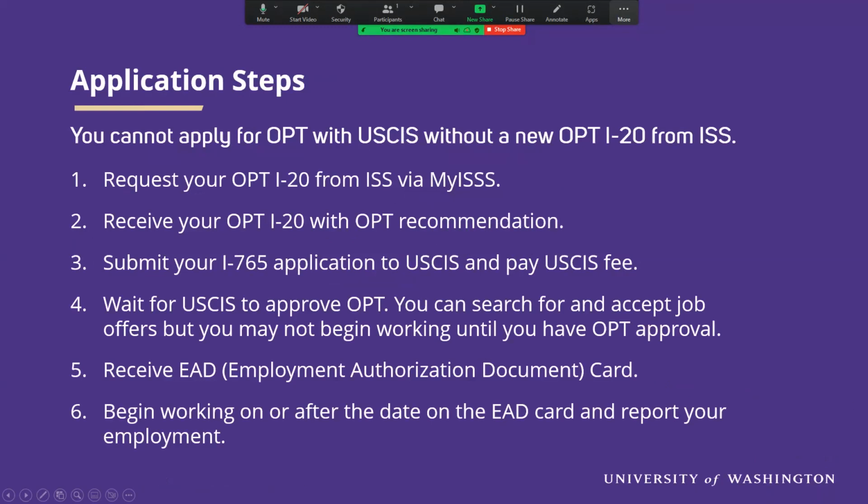Here we have the general steps for you to apply for a post-completion OPT. Your first step is to request your OPT I-20 from ISS. You will submit that request via your MyISS portal. If you're confused about how to submit that request, we do have a tutorial video on our website for the MyISS portal. Once we process your request, we will issue a new I-20, which will note that you are being recommended for OPT on the second page. You will then take that I-20 to submit your application to USCIS.